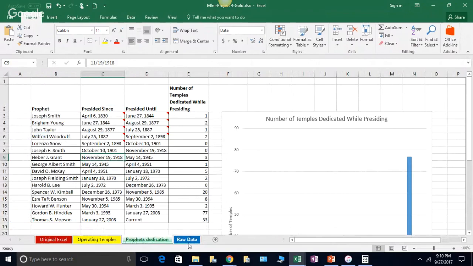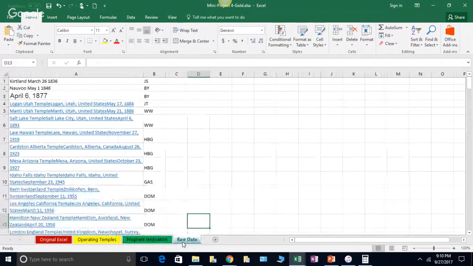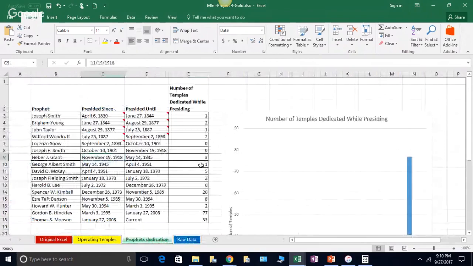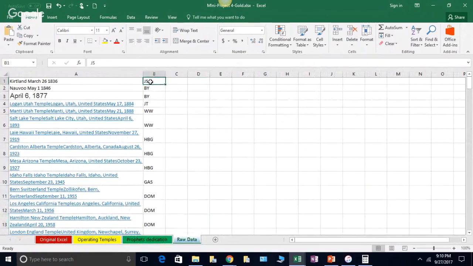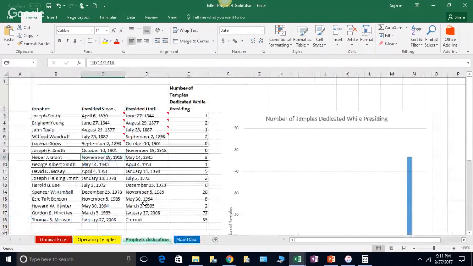So when it came to profits dedication, I quickly just brought the data over, copy and pasted the data over here, and it was quick. I basically just run over, and it shows you the count. So this is 1, and then 2, and then you go to John Taylor and Wilford Woodruff and Scott 2 and Heber J. Grant, and then I just did the analysis on it, and then I went back here, and then I went over here and just cut and pasted and did what was necessary for this project. It wasn't too terribly hard in that regard. That's how I was able to do that.